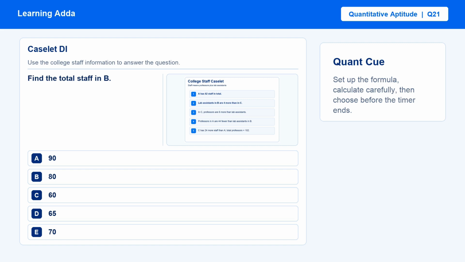Option A, 90. Option B, 80. Option C, 1960. Option D, 65. Option E, 70. The timer starts now.